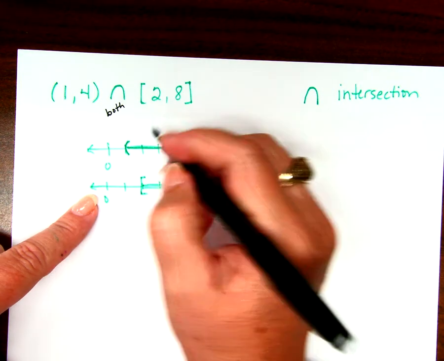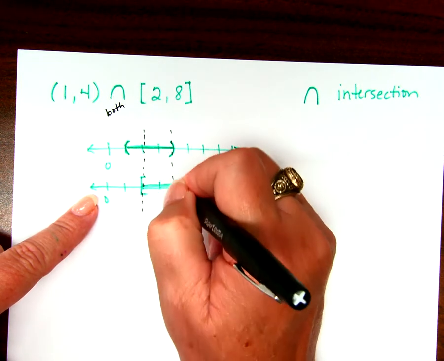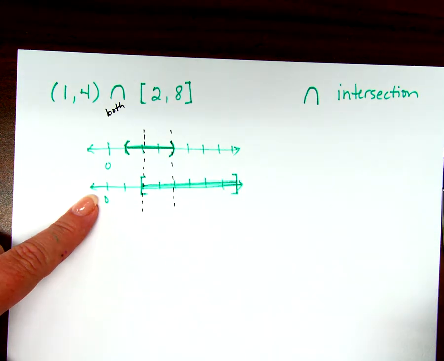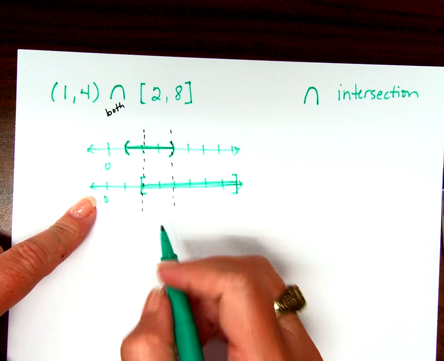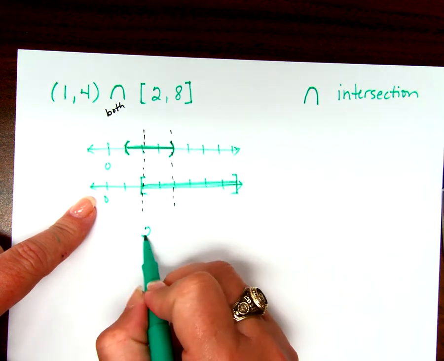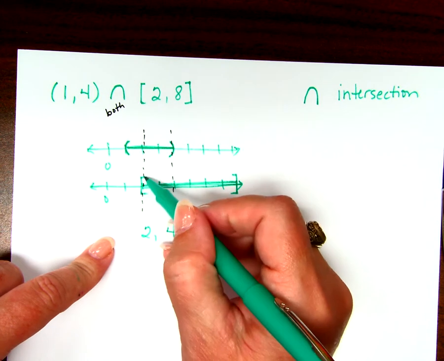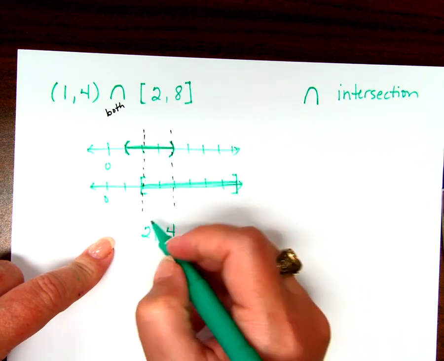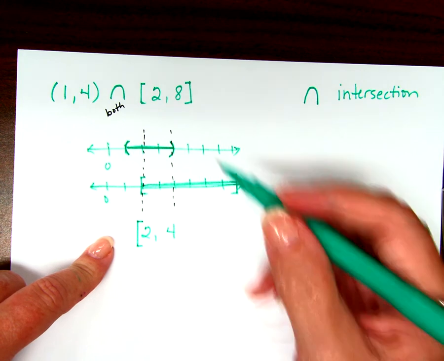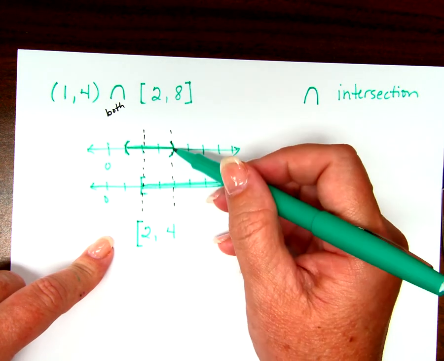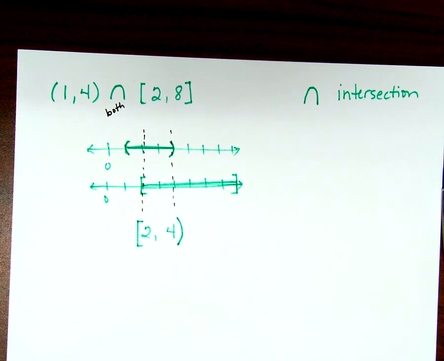Now, it has to be where they both are, which is just right there, right? So just from 2 to 4. Everybody understand that? It's just from 2 to 4. Now, is 2 included? Well, it's included right here, and it for sure is included right here, so the 2 is included here. What about the 4? It's included here, but not here, so we can't include it on the answer.